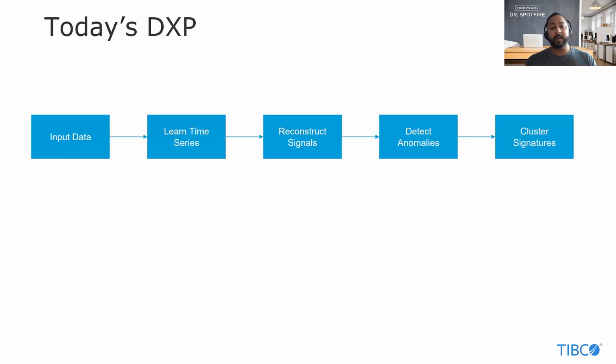So today's DXP is going to take some input data and it's going to use deep learning to learn the time series. It's then going to reconstruct the signals, detect anomalies among that time series, and then cluster certain signatures. The autoencoder is the center part doing the deep learning: it takes that input data, compresses it down, then reconstructs those signals and is used to detect the anomalies.